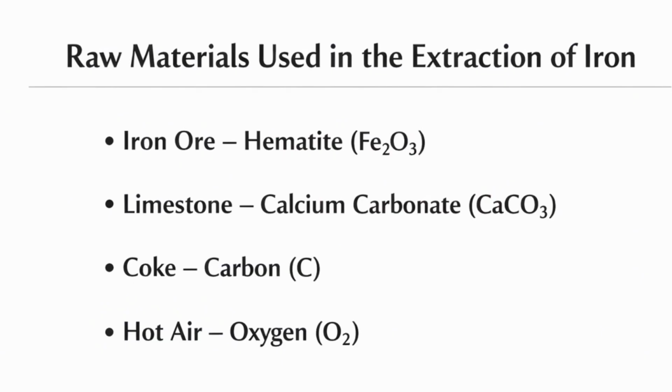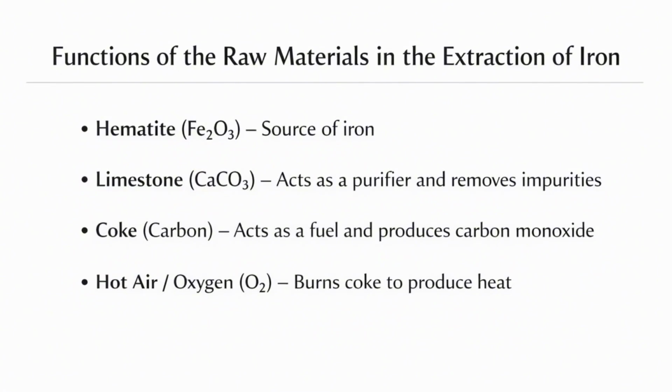Several raw materials are required for the extraction of iron. These include iron ore, mainly hematite, limestone, coke, and hot air. Each raw material has a specific function in the extraction of iron. Hematite is the source of iron. Limestone acts as a purifier and removes impurities. Coke acts as a fuel and produces carbon monoxide, which acts as the reducing agent. Hot air burns the coke and produces the high temperature needed in the blast furnace.